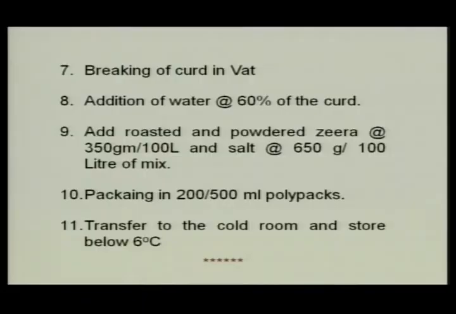We fill the chaach in 40-liter aluminum cans, and these cans are incubated at 43 degrees centigrade for 4 to 5 hours, as was the case with lassi and dahi, or till the acidity reaches about 0.6%, again here also 0.6%. Then we break the curd in a stainless steel vat with an agitator and add pasteurized water at the rate of 60% of the curd.